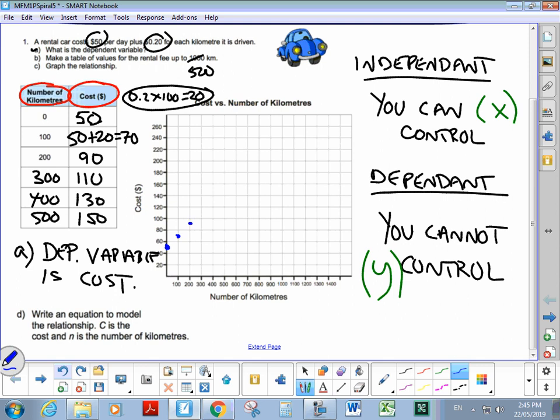200, 90. Of course, that's to be in the middle of each one for us. 300, 110, and now I can start seeing the pattern. I ask myself, is this linear? Yes, it is linear. So that means we can put a line of best fit. I'm going to grab my ruler and draw my line of best fit through the entire graph. And there we go.